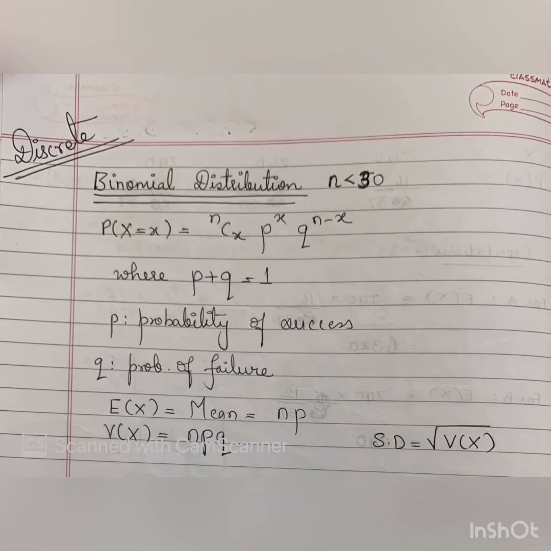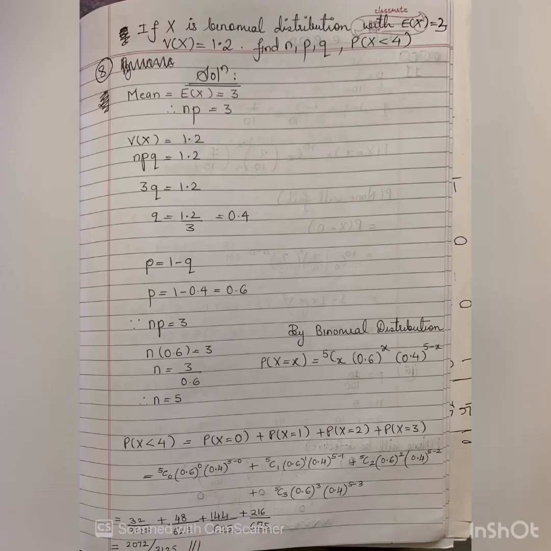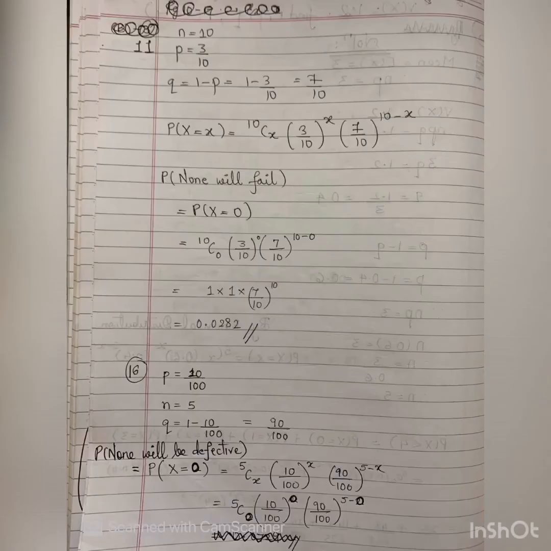Expectation, mean, average is NP, variance is NPQ. Binomial, expectation equal to 3, so NP equal to 3, variance 1.2, NPQ equal to 1.2. In place of NP, replace it by 3, so you'll get the value of Q. On an average 3 out of 10, that means the probability P is 3 by 10. Q will be 1 minus P, so that will be 7 by 10.